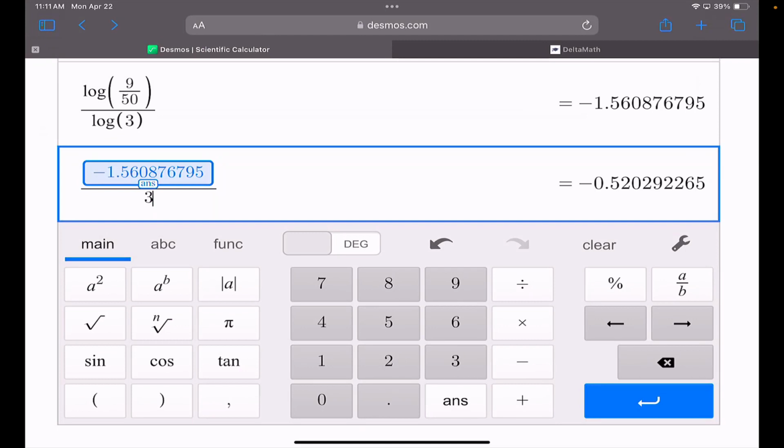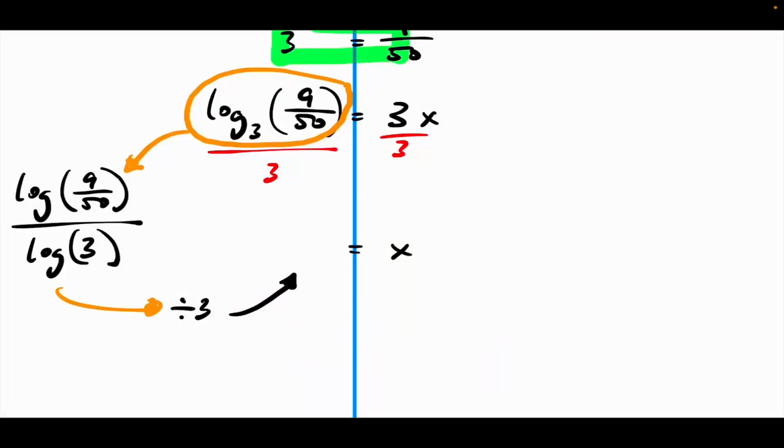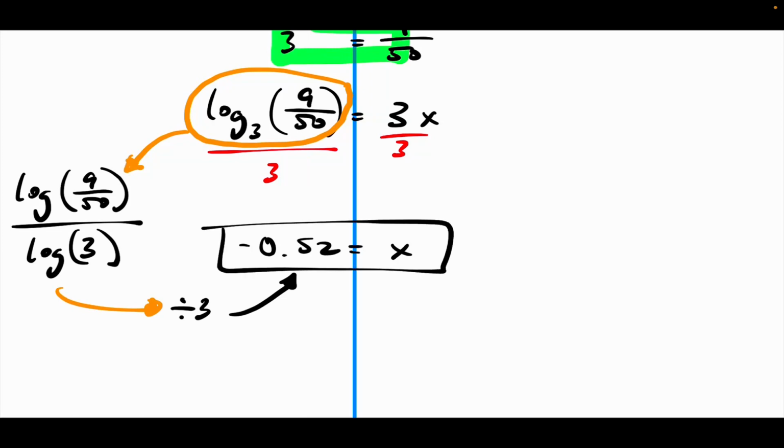So they want the 100th. So the 100th is the 2. So to the right is a 0. So the 2 is going to stay. So negative 0.52. Negative 0.52. Done.